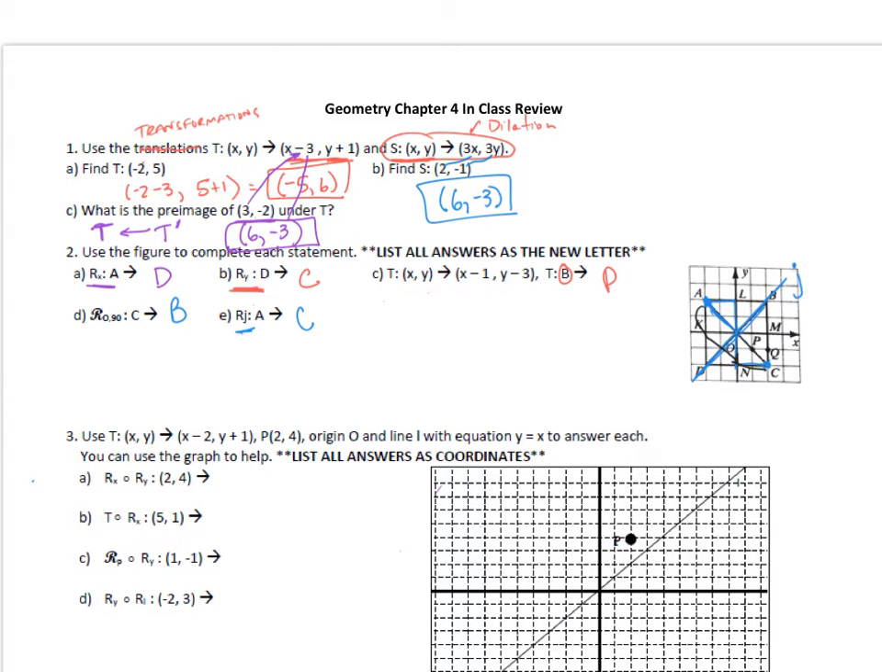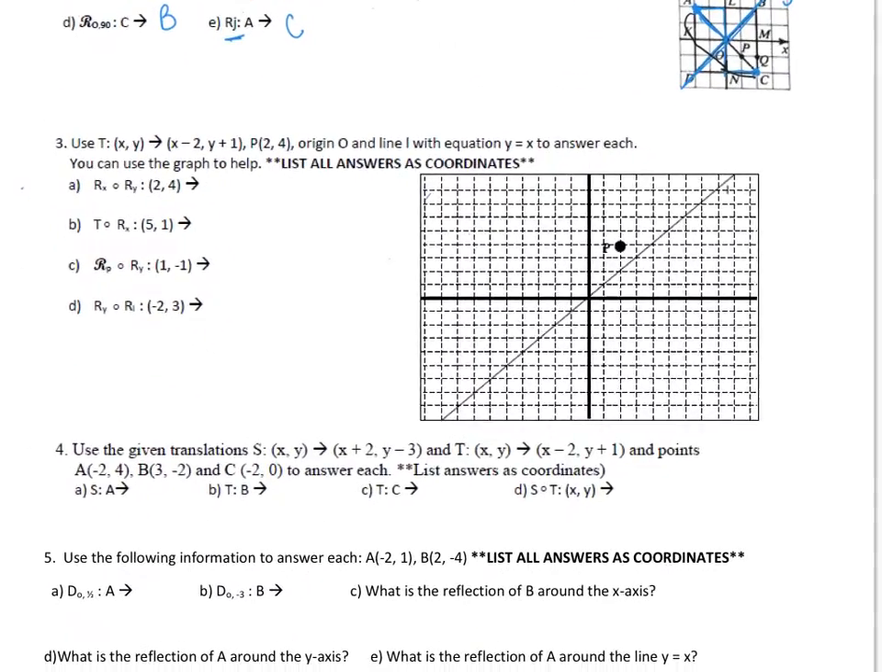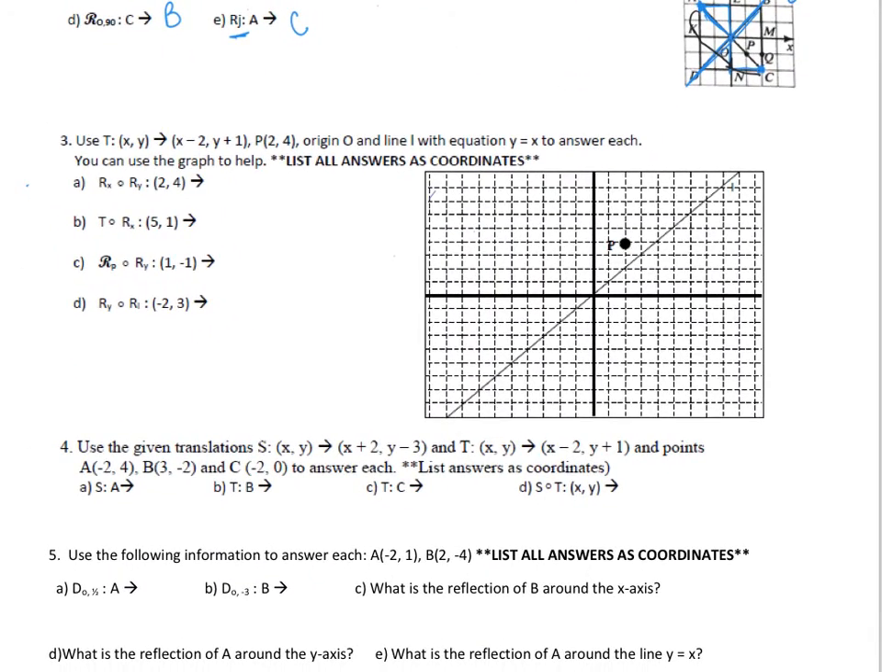Now number 3. It says, use the transformation T(x, y) maps to x minus 2, y plus 1, and the point 2, 4, and the origin O with the line L. If you can't see this, this is line L right there, with the equation y equals x. So y equals x is this line L. To answer each, you can use the graph to help.